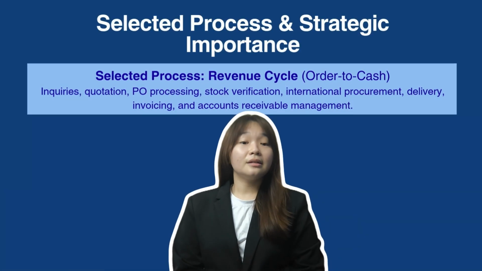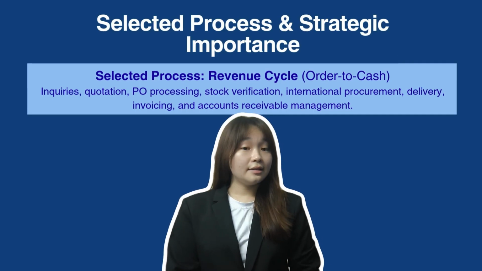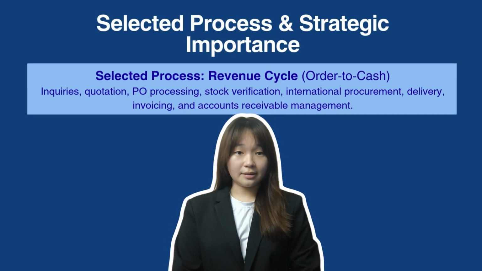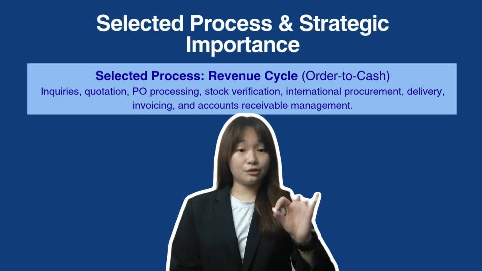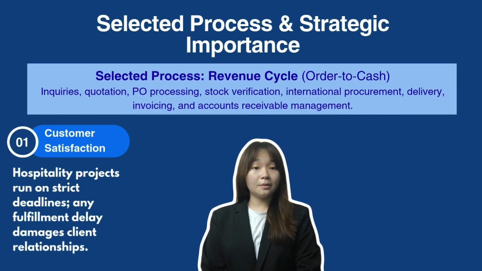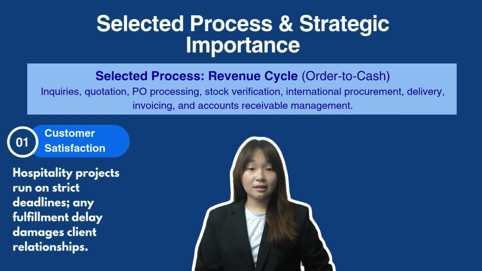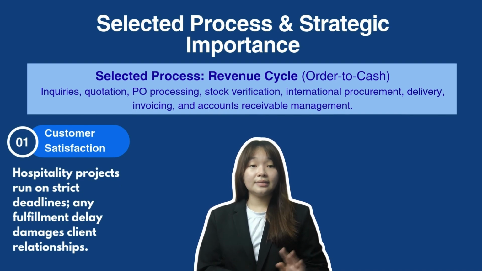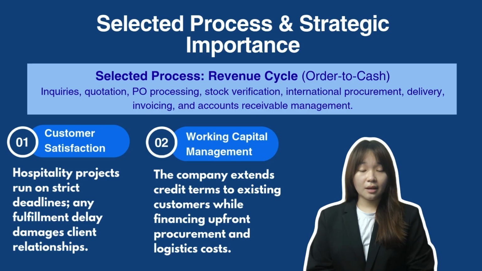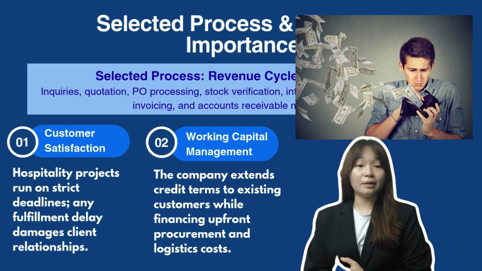For this study, the business process selected is the revenue cycle, which is order to cash. In a B2B hospitality procurement environment, the cycle is strategically important for three reasons. First, customer satisfaction. Hospitality projects operate under strict deadlines, so any delay in order fulfillment can negatively affect the client relationship. Second, working capital management. Q Industry extends credit terms to customers while bearing significant upfront procurement and logistic costs. Delayed collection can therefore create cash flow pressure.